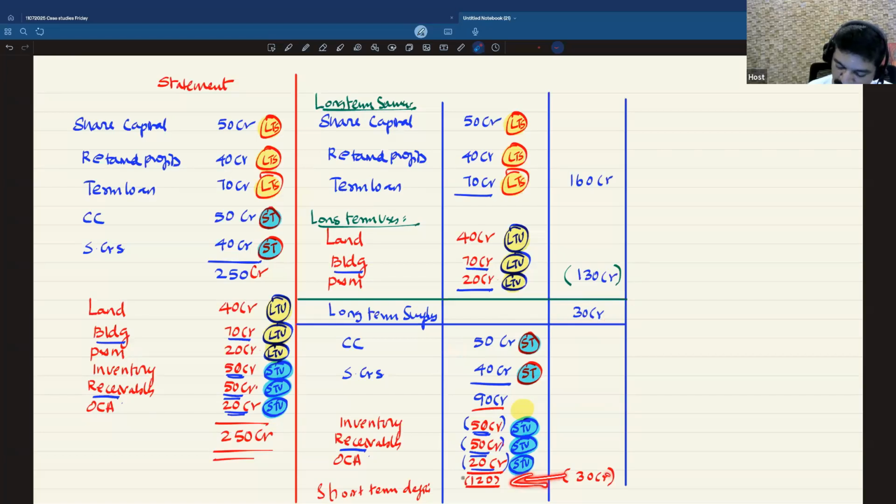Why they landed in deficit? Because their investment in short-term uses is 120 crore. The corresponding source is only 90 crore. So they landed in deficit. So how did they manage this deficit? They managed this deficit because they had a long-term surplus of 30 crore.